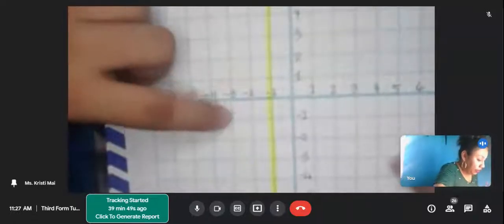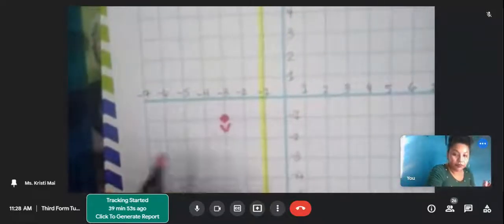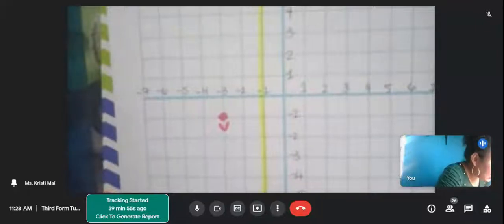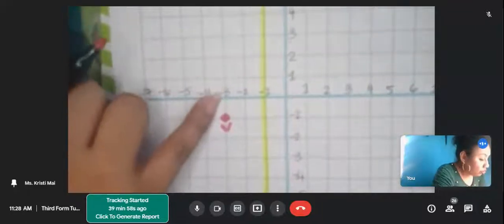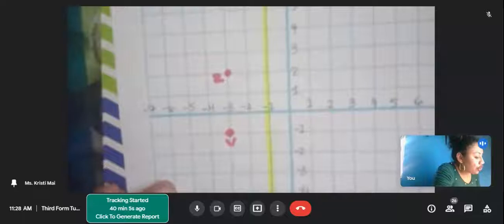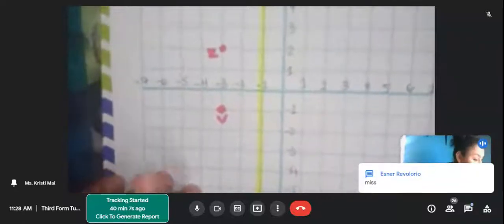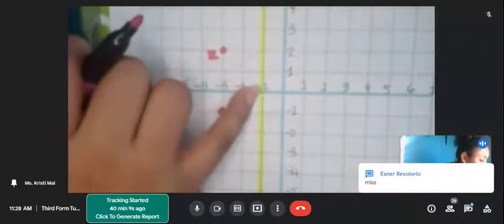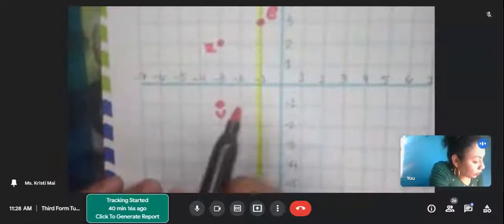V is -3 and then -1. So V comes here. Z is -3, 2. So Z comes here. G is negative 1, 3. So G comes here. And M is 1, 1. So M comes here.